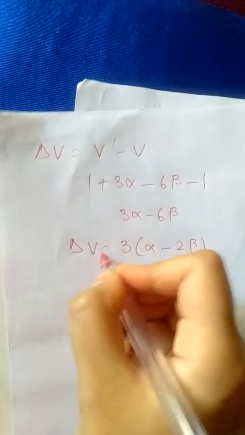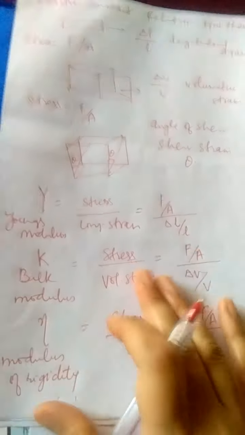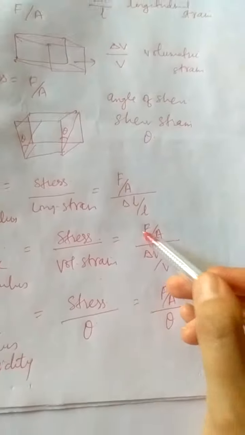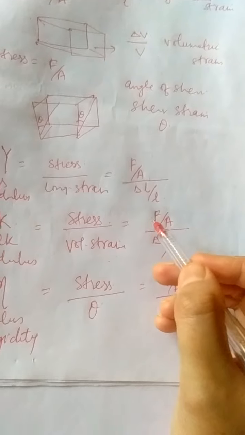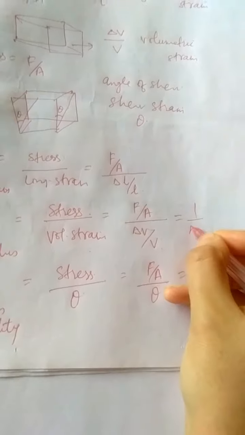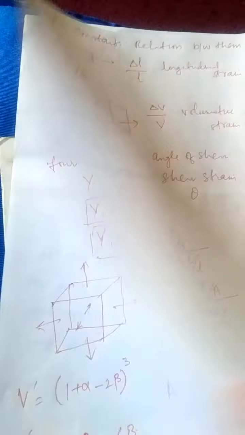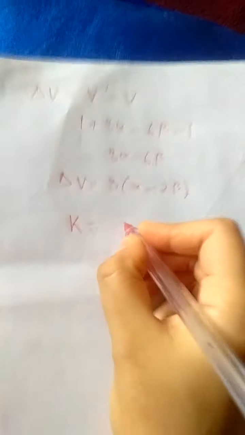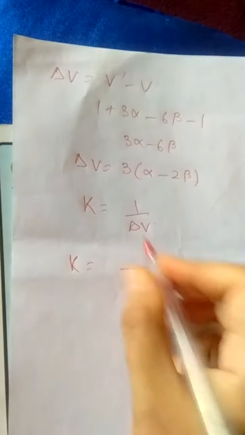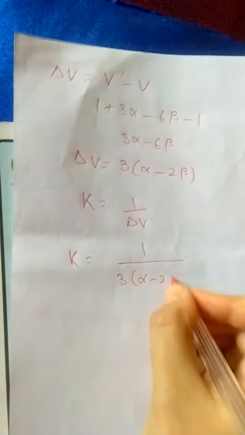Now let us go back to the original equations, original definitions. How did you define this bulk modulus? You said that it is stress by volumetric strain. So it is force per unit area by delta V by V. We know in this case we have chosen a force of unit magnitude. Area is also 1, volume is also 1. So this expression reduces to 1 by delta V only, right? So this implies that K, bulk modulus, is actually 1 by delta V. So what is delta V? It is 3 alpha minus 2 beta.